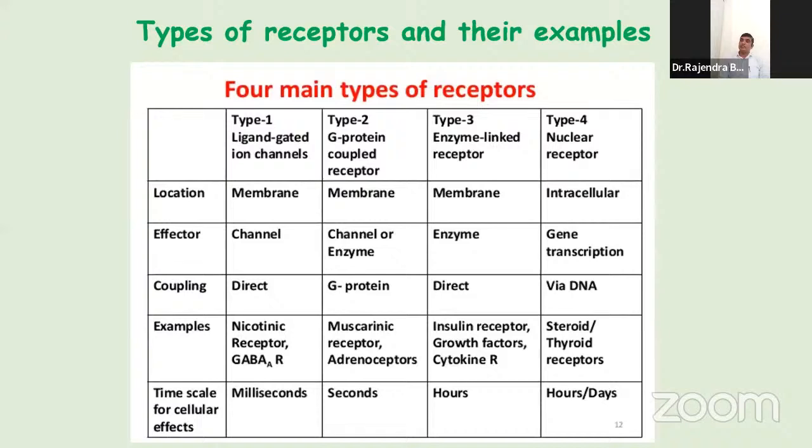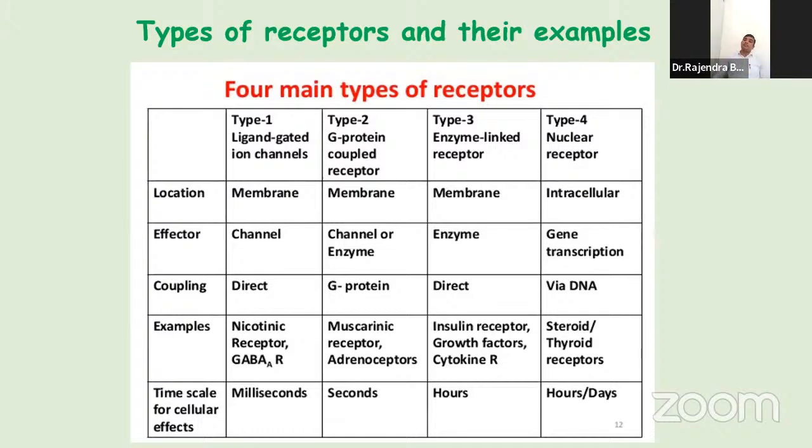What is an antagonist? When a drug directly blocks the action of a full agonist. What are the examples? Atropine, propranolol, atenolol, bicuculline. Bicuculline is an example of a GABA antagonist. Flumazenil is a well-known example of a benzodiazepine antagonist. So these are the examples of the antagonist.